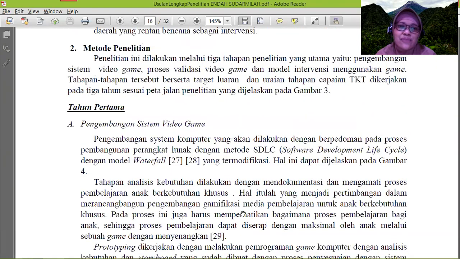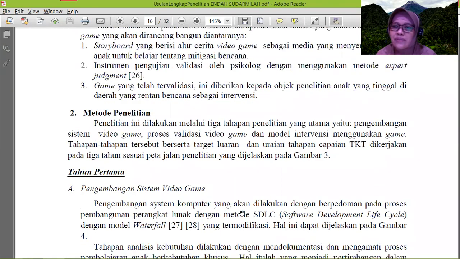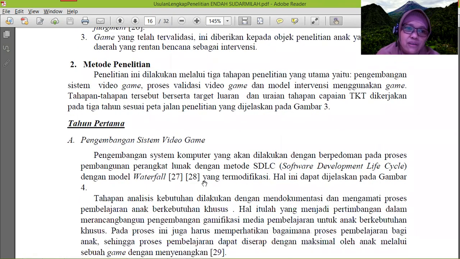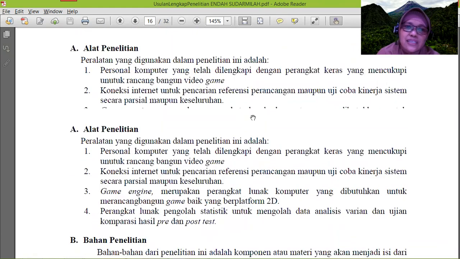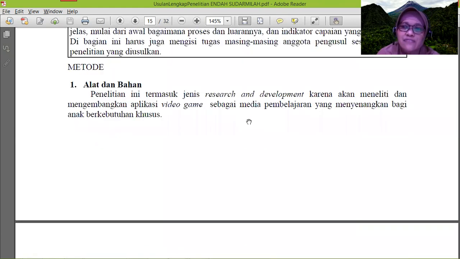This is Bu Endah's research proposal. It is about gamification for learning media, especially for anak berkebutuhan khusus, or maybe we can say children with mental retardation. This is the research method because this is for a research proposal.